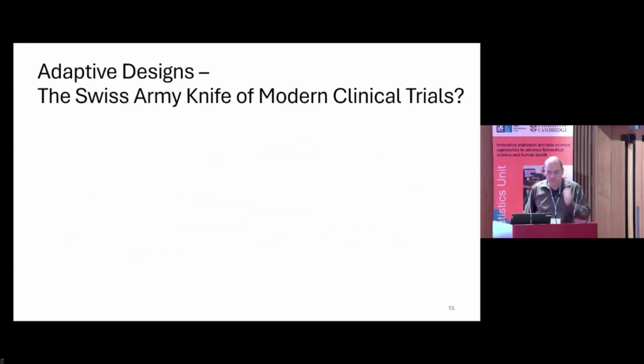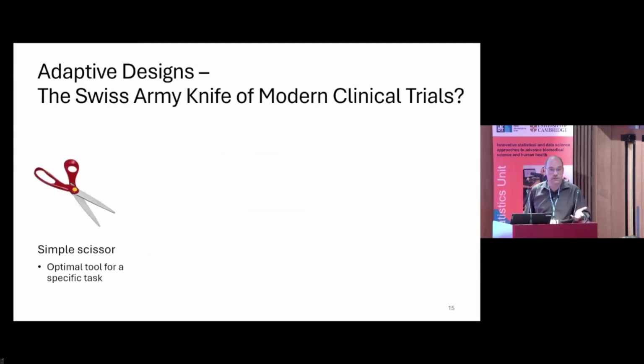So I started my talk with Swiss Army knives, and I would like to end with them. Adaptive designs, are they the Swiss Army knife of modern clinical trials? The answer is, as usual in practical life, it depends. If I have a specific task of cutting a piece of paper, what is the optimal tool? It's a scissor. It's the optimal tool for a specific task. There's nothing else that can do it better. This is the regular two-armed RCT without any interim analysis and whatever.